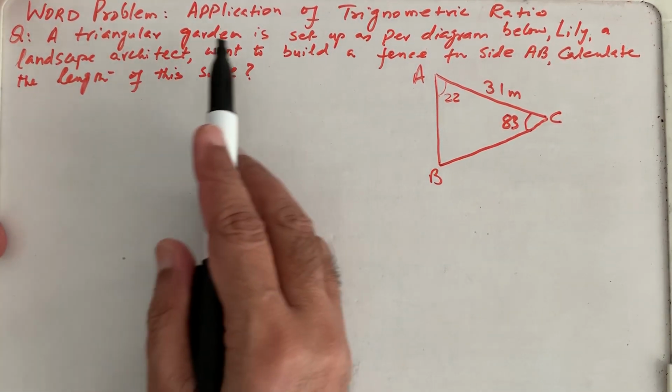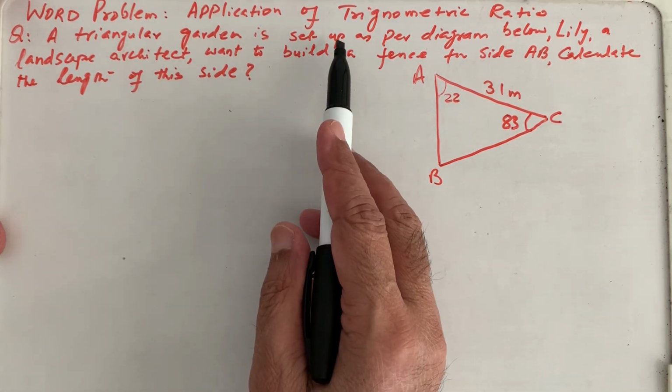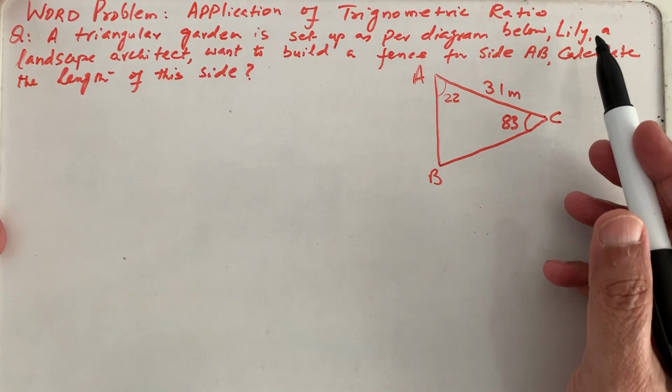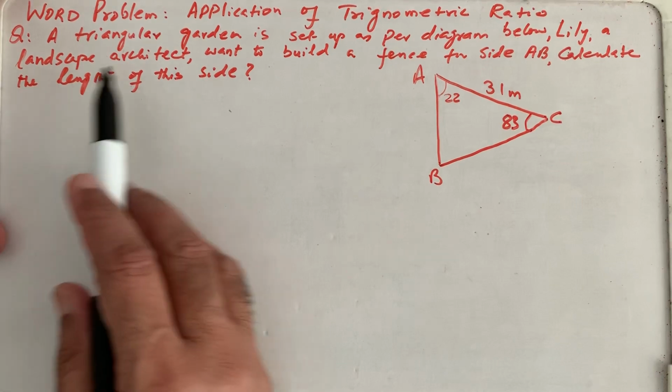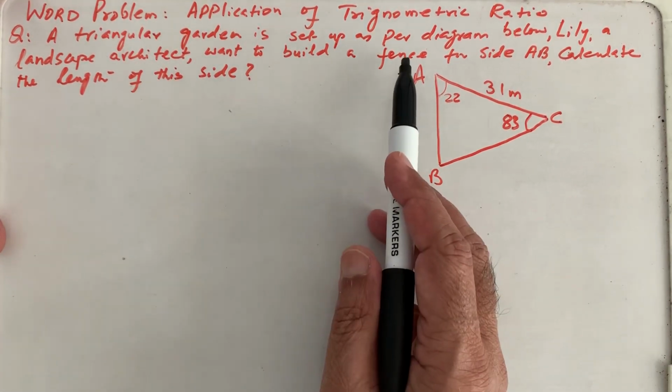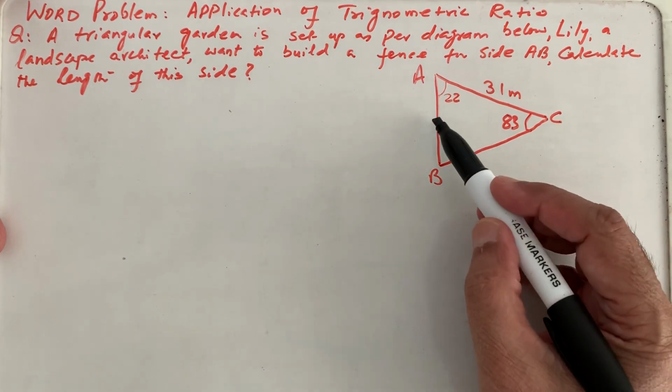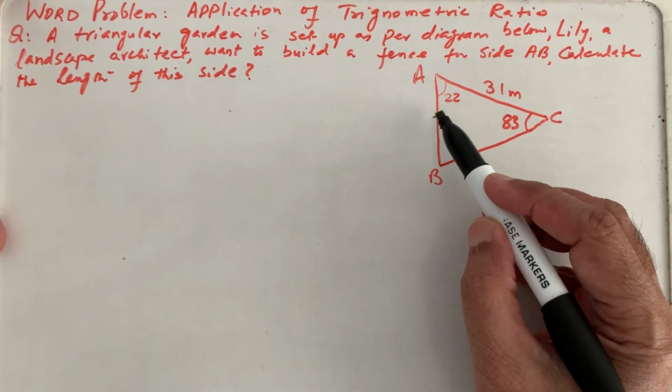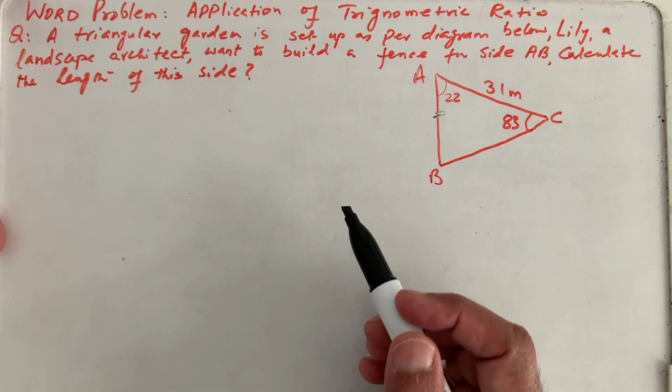A triangular garden is set up as per the diagram below. Lily, a landscape architect, wants to build a fence for the side AB, this side, right? Calculate the length of this side.